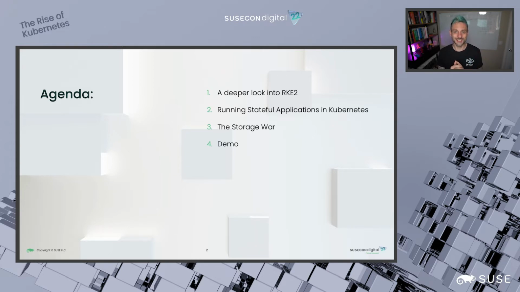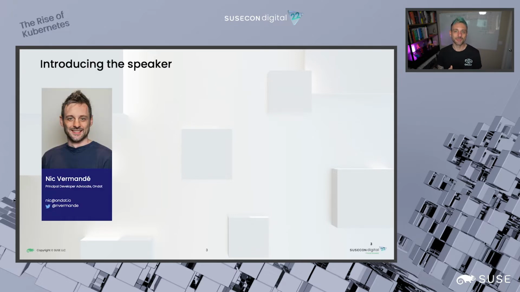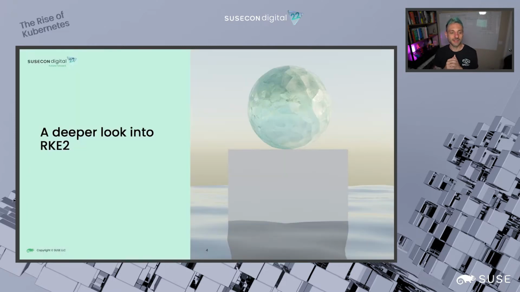So let's get started. My name is Nick. I'm a principal developer advocate with Ondat. I've been working with Kubernetes for the past 6 years across different companies. So at Cisco, working mostly on the CNI or container network interface, and now focusing on data services and distributed storage for Kubernetes. So for our first topic, let's take a look into RKE2.